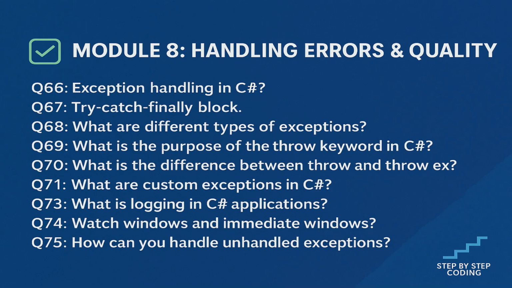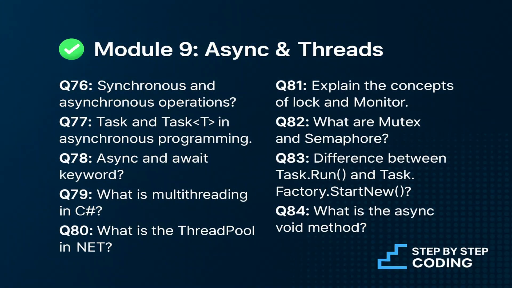Because things can go wrong, in Module 8, we are going to cover error handling and quality. We will learn different types of exception handling techniques, effective logging, and how to debug like a pro. For snappy and responsive applications, we are going to cover async and multi-threading. You will learn to conquer asynchronous programming and multi-threading to keep apps fast and responsive.